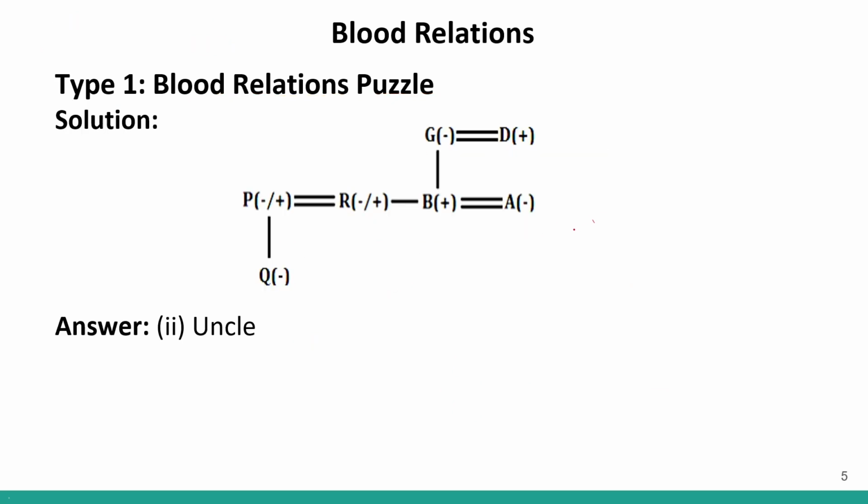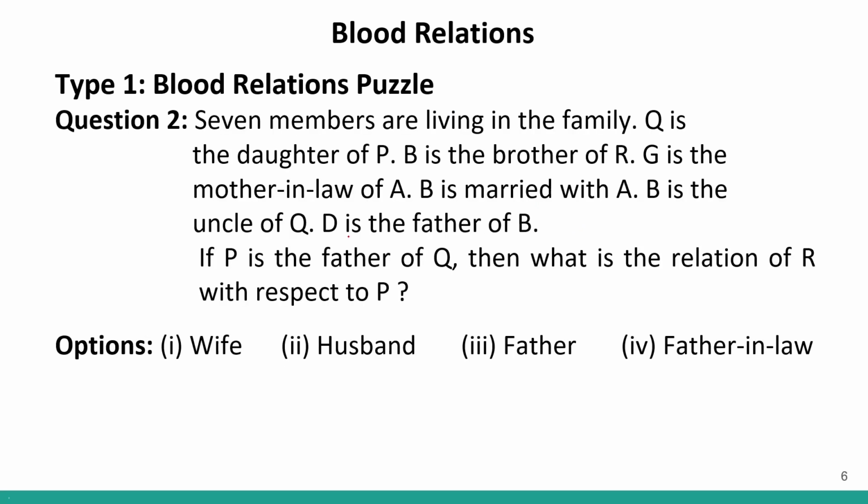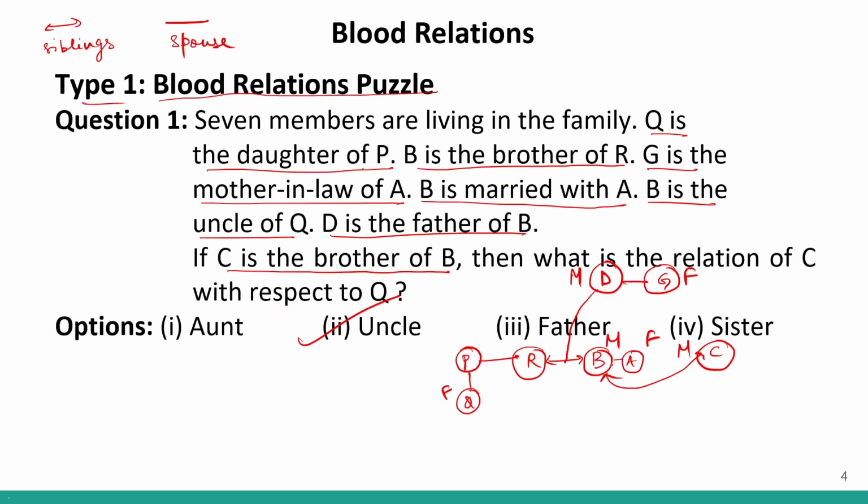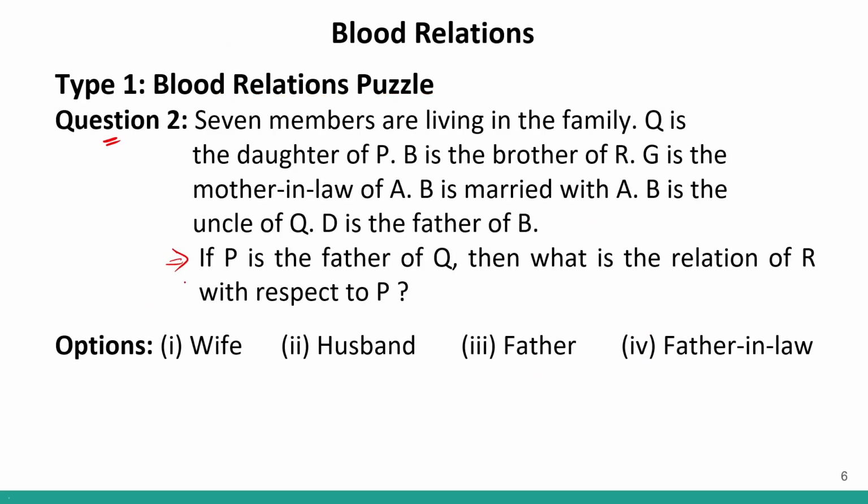This is the chart. Now, question number 2. Seven members are living in the family. Q is the daughter of P. So it is the same question, but we have a different thing. In this particular diagram, this was the original diagram, so we have not added C. This information was different.